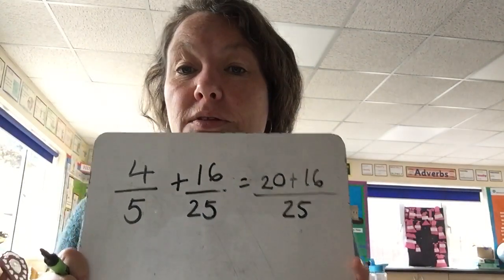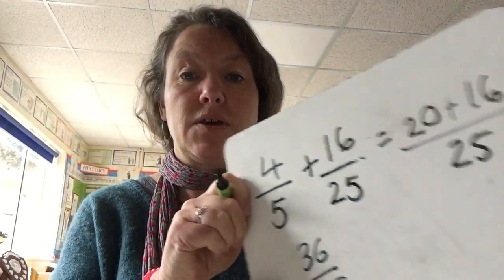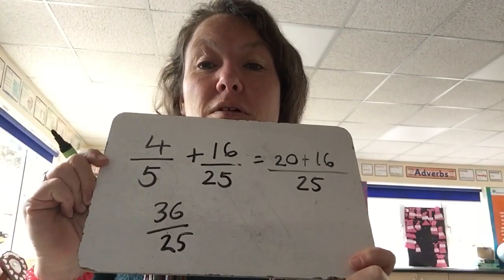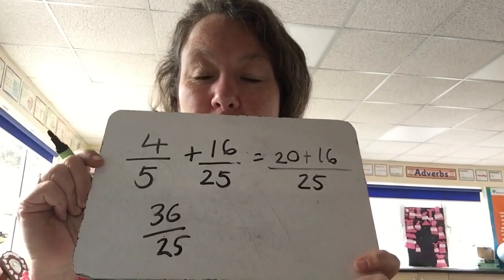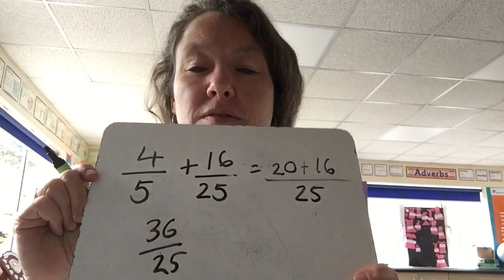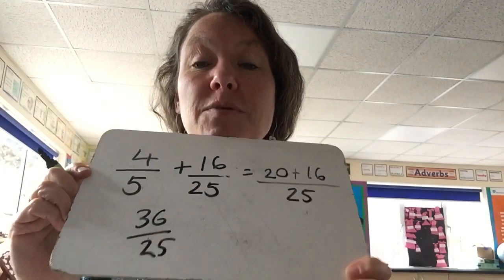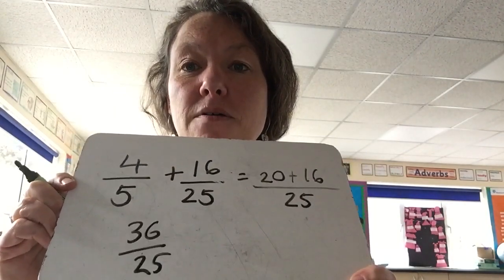Okay, so now we can do our simple adding sum. 20 plus 16 equals 36/25. And now we have to do the next thing. So now we've got a top-heavy fraction, an improper fraction there. So now we have to change it to a mixed number.